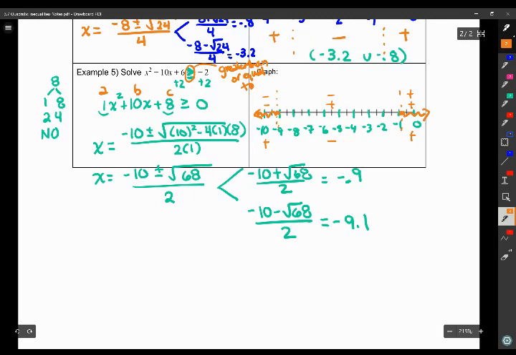And so when I write my solution, same idea. I'm going to go negative infinity up to negative 9.1, with a bracket, union, bracket, negative 0.9 to infinity.